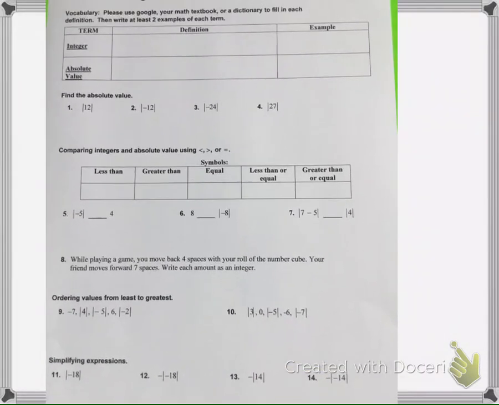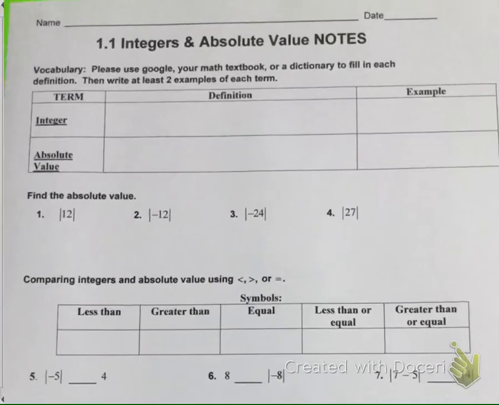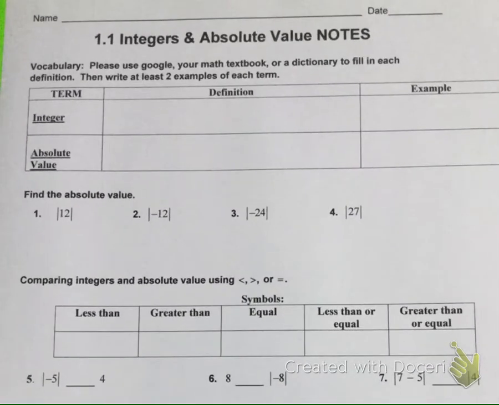If you look, there are two vocabulary terms that I would like you to look up, integer and absolute value, and write what you find the definition is of each. For the examples, you can wait until the very end, or if you'd like to do that right after you get the definition, you may. If you're unsure, just give it a try, put in an example, and tomorrow I'll go over any examples or questions you may have. Just give it a try.